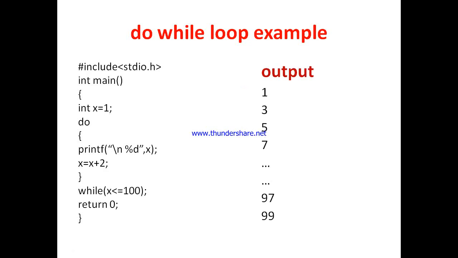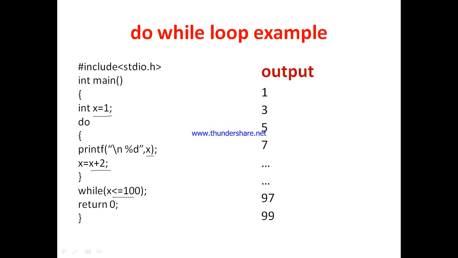Now next example, the program of printing the odd numbers from 1 to 100. So we are printing the odd numbers. The first odd number in natural numbers is 1. So x equal to 1. So x, 1, is printed. Now 1 plus 2 becomes 3.